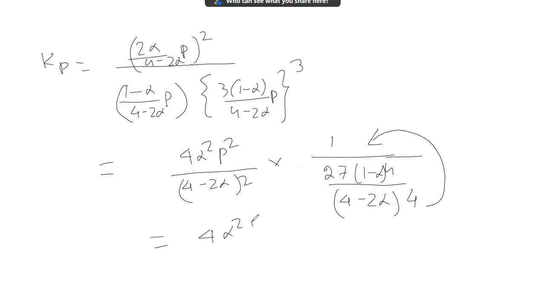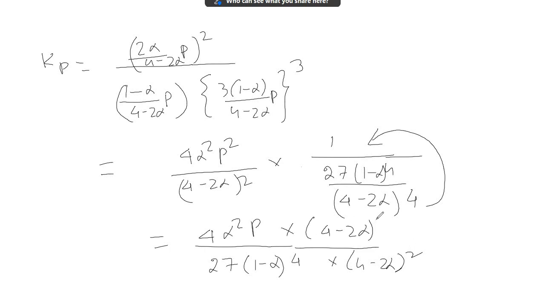4 alpha square P square over 27 into (1 minus alpha) to the power 4 into (4 minus 2 alpha) square into (4 minus 2 alpha) to the power 4. Now cancelling these two, what are we getting? 4 alpha square, it was P square, and the denominator was found out to be what? P to the power 4. P to the power 3 into P is equal to P to the power 4.